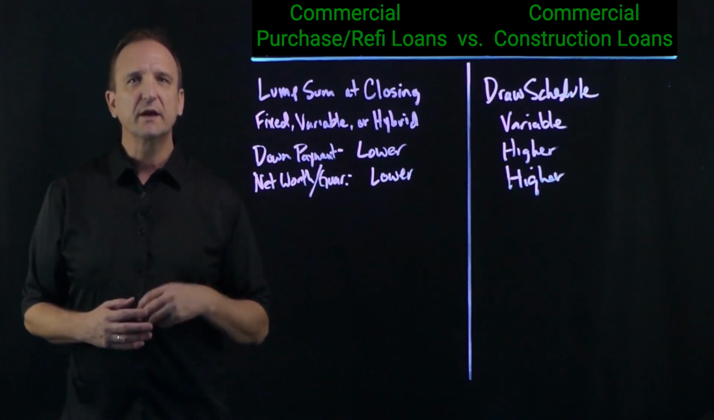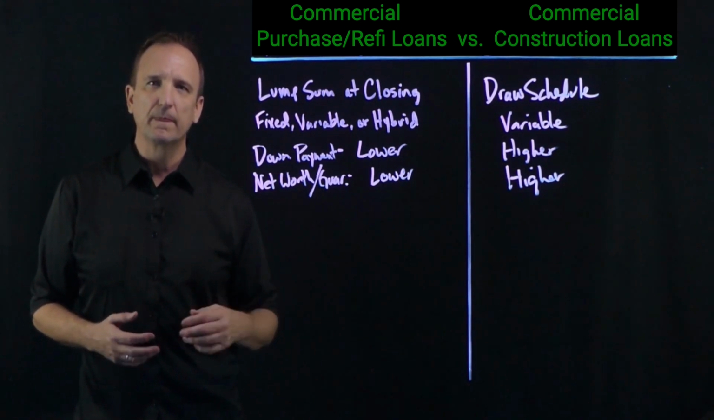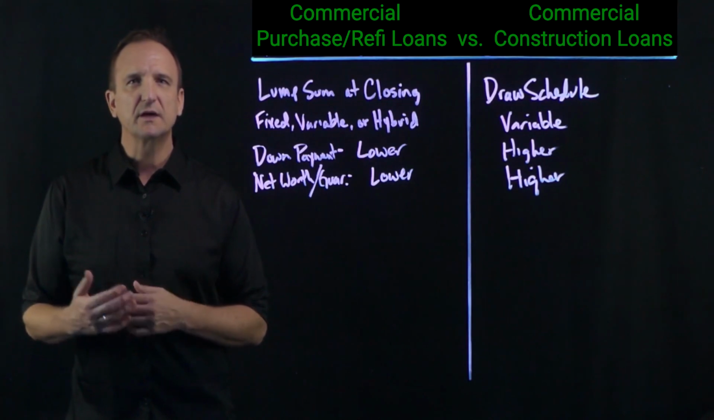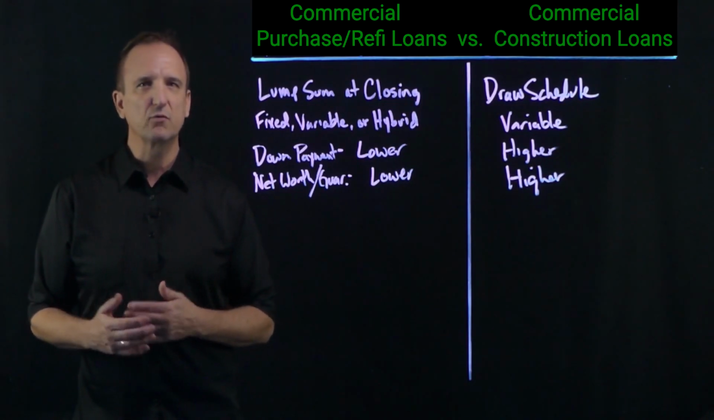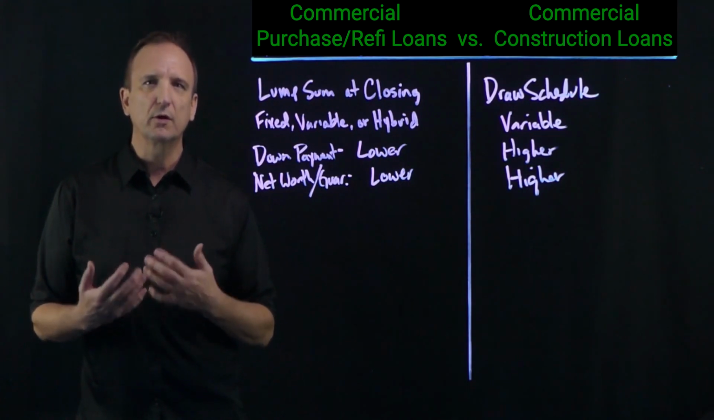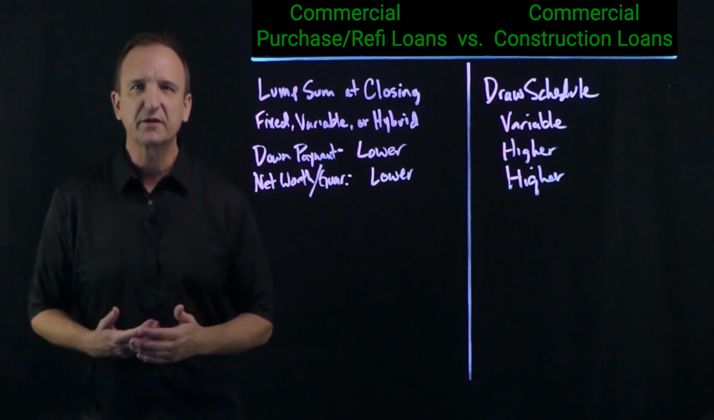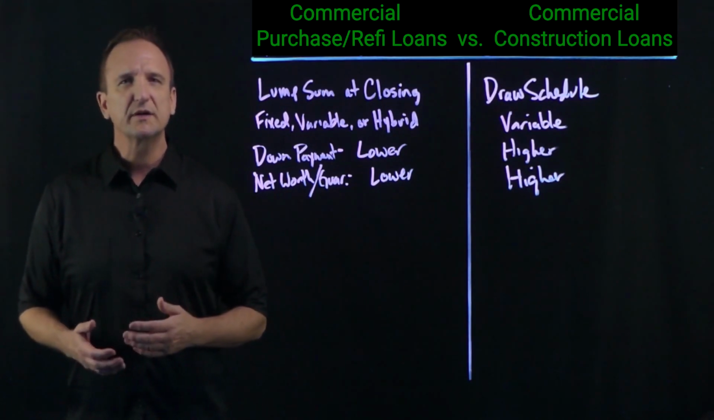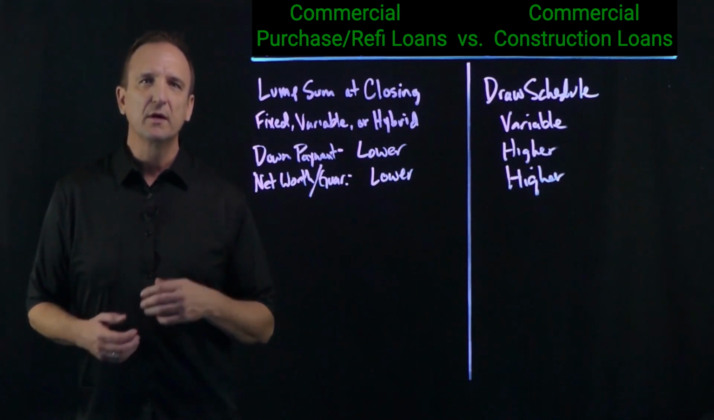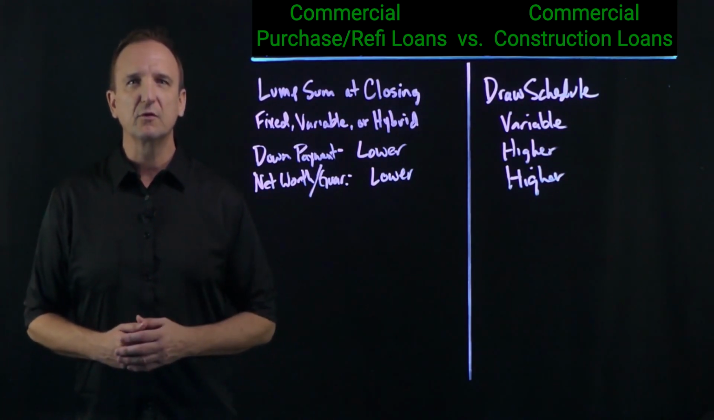The borrower is going to have a net worth that is at least equal to the loan amount, so that if the lender decides that they need to foreclose for whatever reason, they can go after the borrower personally or the borrowing entity and recover those funds. So in the case of a construction loan, the borrower is going to have to demonstrate that they have a net worth equal to or greater than the loan amount in order to qualify for the loan.